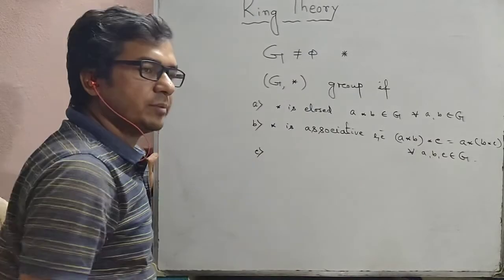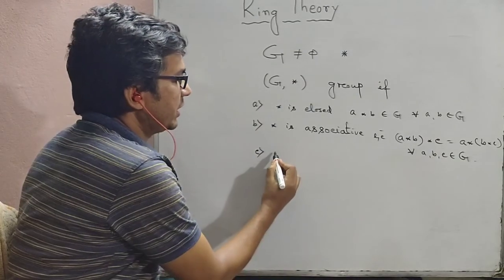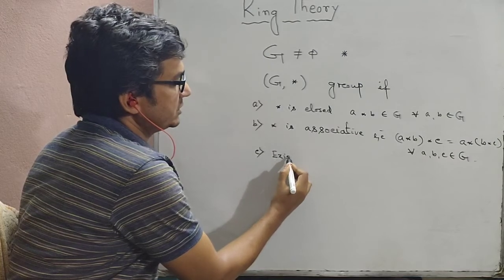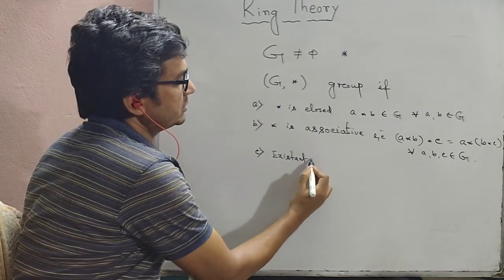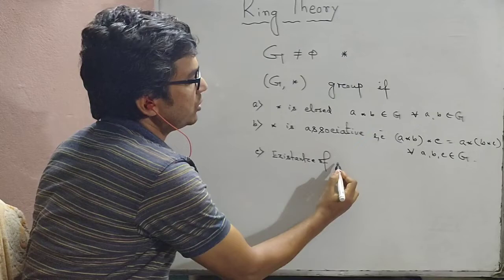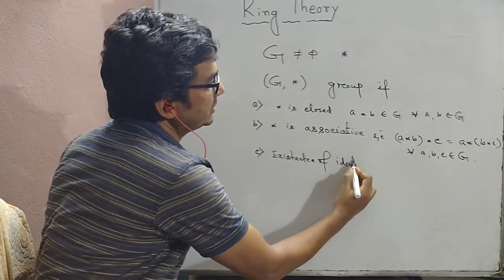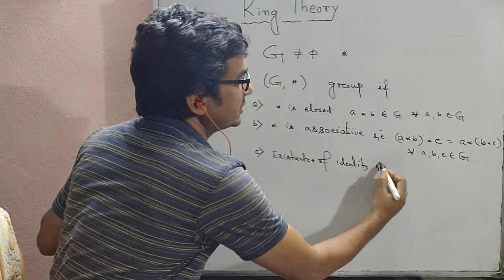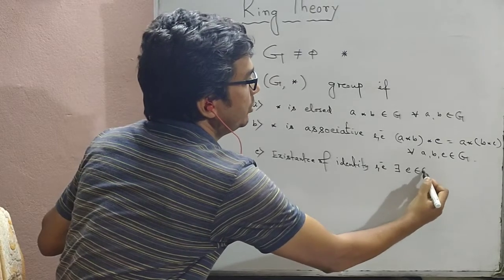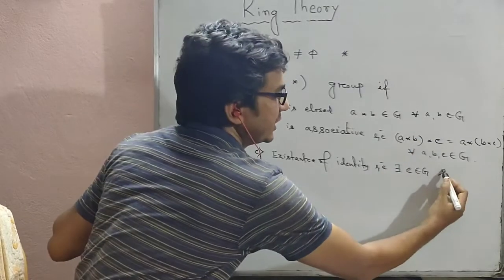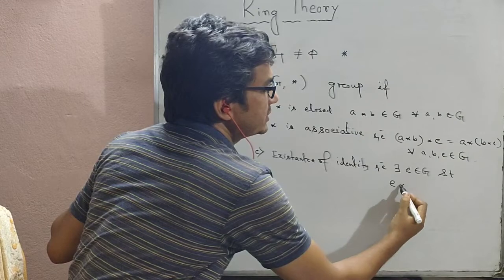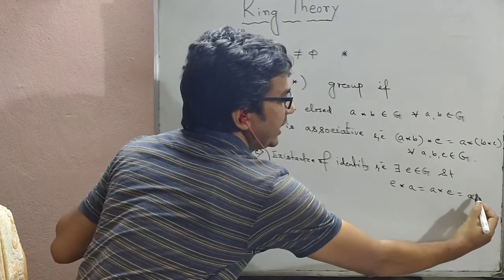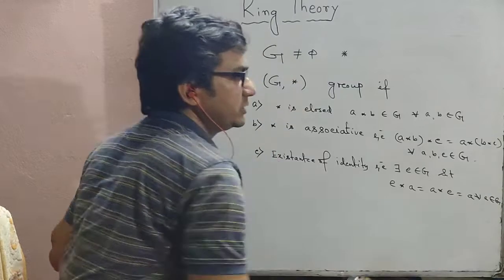Property C, existence of identity, that is there exists E belongs to G such that E star A equals A star E equals A for all A belongs to G.